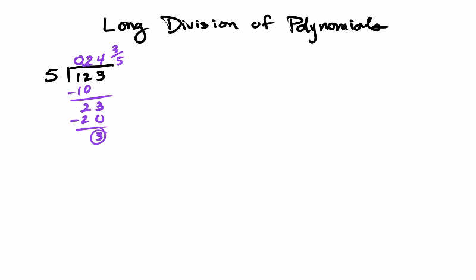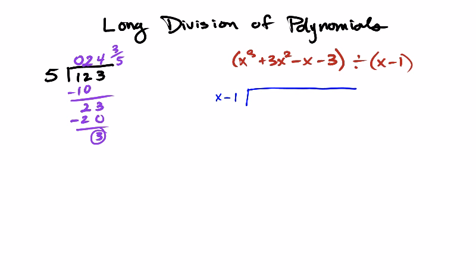So for example, let's take x cubed plus 3x squared minus x minus 3, and let's divide it by x minus 1. Okay, and let's see what happens. Alright, so what we're going to do is we'll put x minus 1 on the outside, and then we'll put x cubed plus 3x squared minus x minus 3 on the inside. And now we're just going to do some long division.